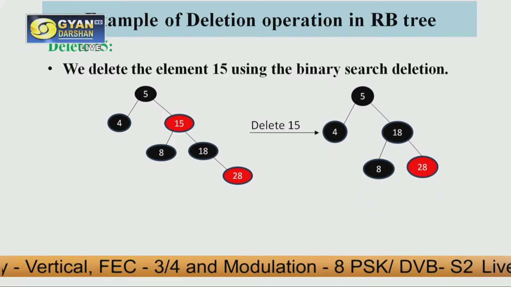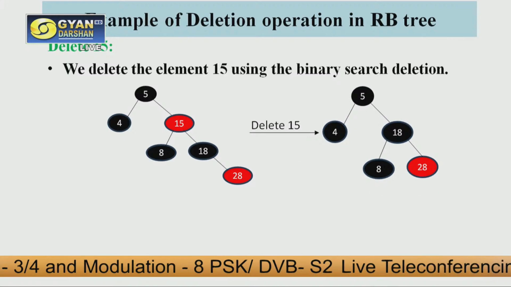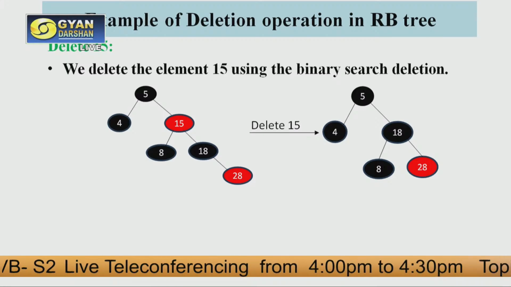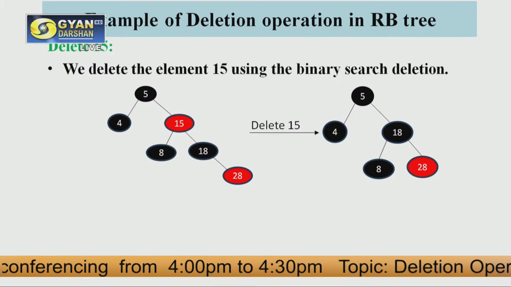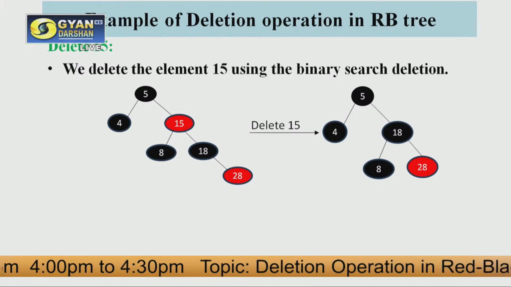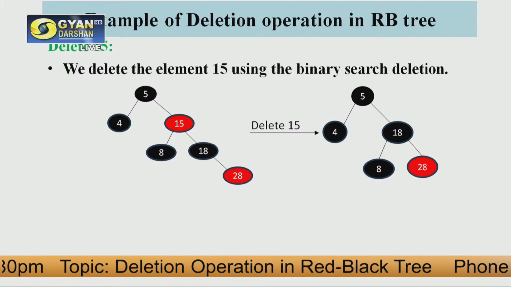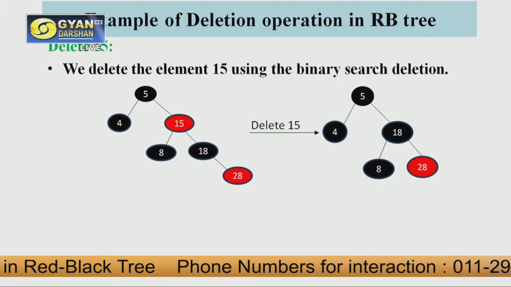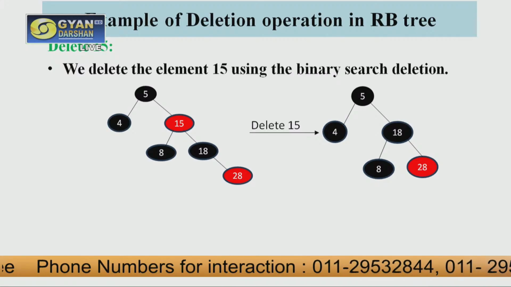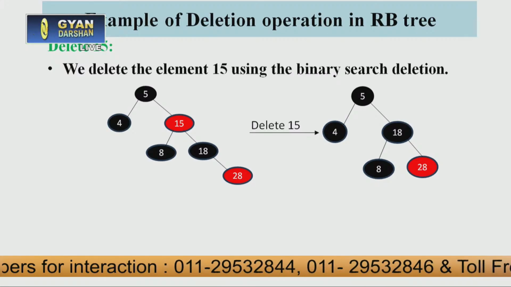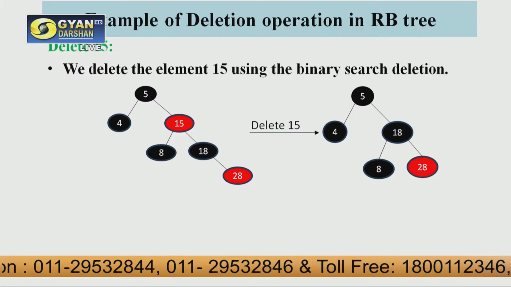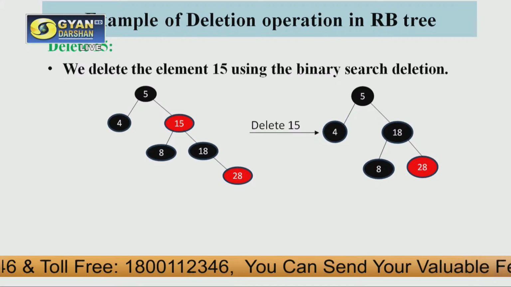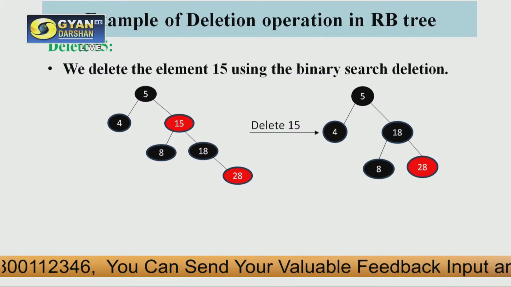And here we can see the tree after deleting 15 and replacing it with 18. When we replace 15 by 18, first of all 18 is replaced by its in-order successor. Because 18 has only a single child, 28 will first replace 18 and 18 will replace 15. So we will get the red black tree shown on the right side.